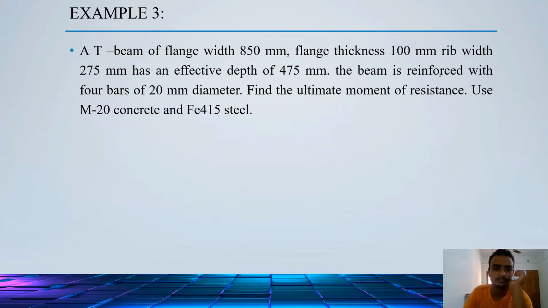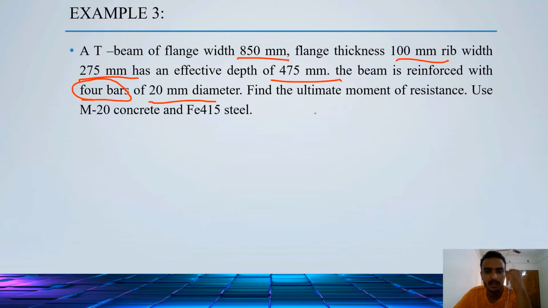Example 3. A T-beam flange width 850 mm, flange thickness 100 mm, web width 275 mm, has effective depth 475 mm. The beam is reinforced with 4 bars of 20 mm diameter. Find ultimate moment of resistance. Use M20 concrete and Fe415 steel.